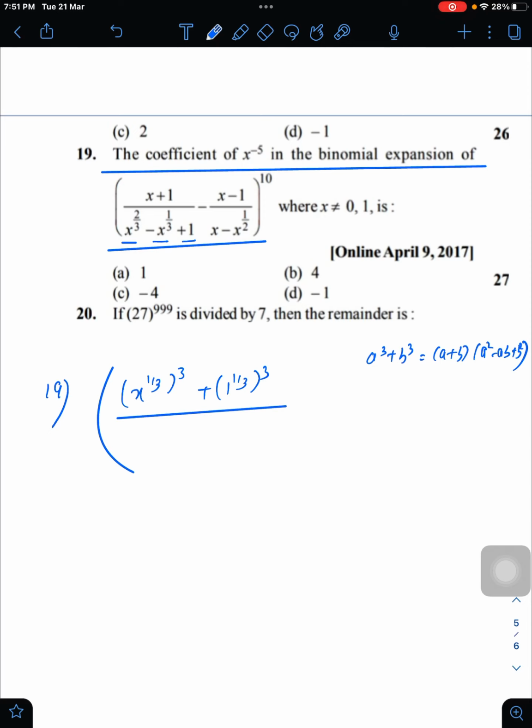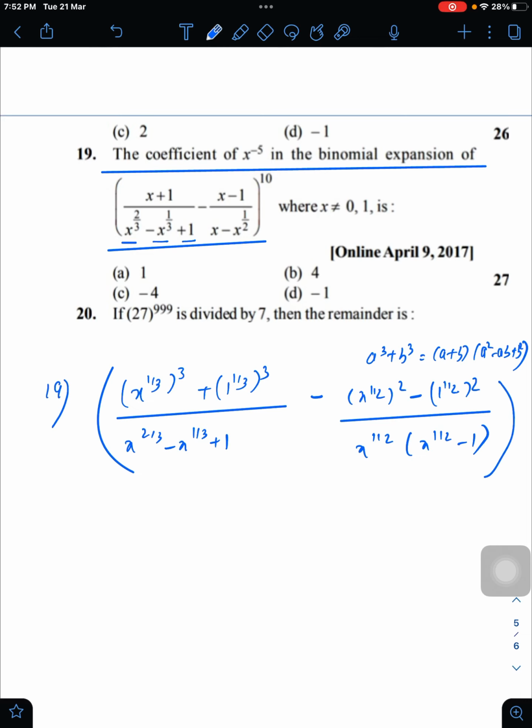I have tried to change the form. Which form? A cube plus b cube. The denominator will be the same. There will be no problem in the denominator. Minus. Can I write like this? So I write x to the power 1 by 2 whole square minus 1 to the power 1 by 2 whole square, divided by the denominator which will be the same. So x. Okay, we can take x to the power 1 by 2 as common, so I will get x to the power 1 by 2 minus 1. Hope it is clear for you.